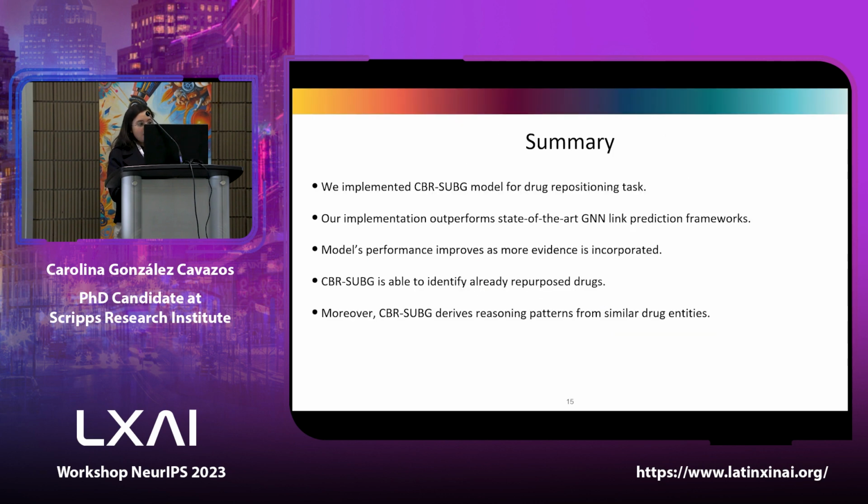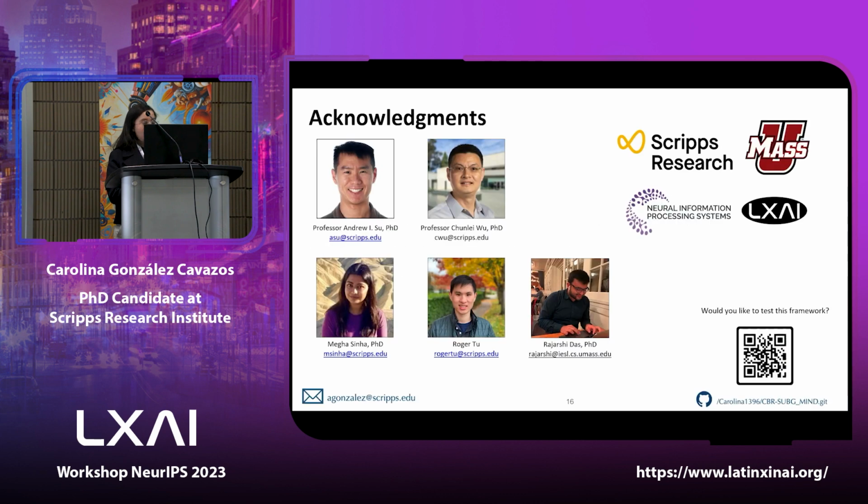And so, for this work, we implemented a case-based reasoning model for the drug repositioning task. We outperformed other link prediction frameworks. I think what's interesting to see is that the model is improving as more evidence is incorporated. And what is interesting as well is that we were able to identify drugs that were already repurposed in the literature. And then finally, and I think most important, we are able to derive reasoning patterns from similar drug cases. And that's basically all I have.